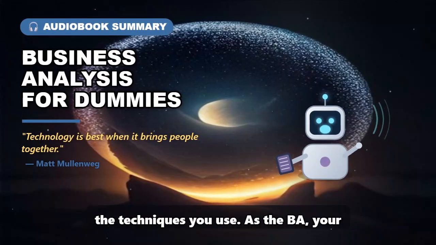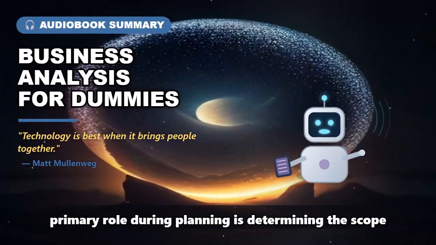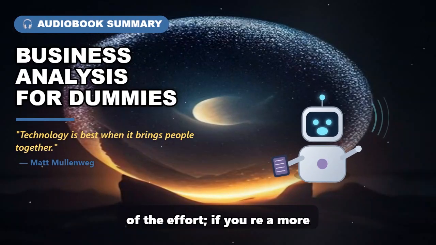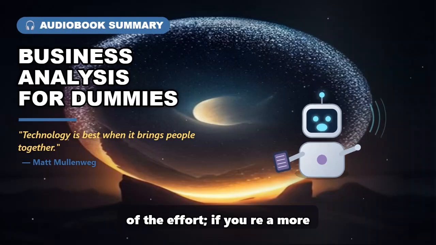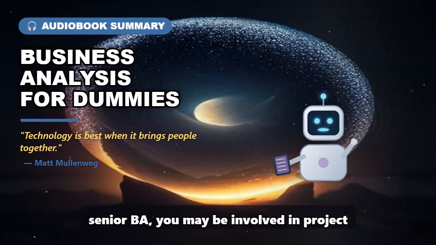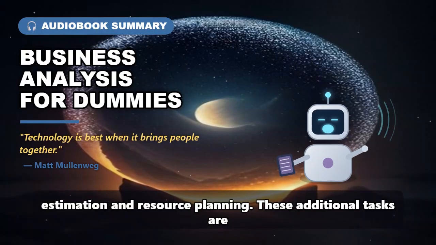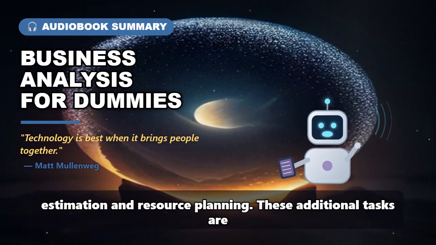As the BA, your primary role during planning is determining the scope of the effort. If you're a more senior BA, you may be involved in project estimation and resource planning. These additional tasks are detailed in Chapter 11.